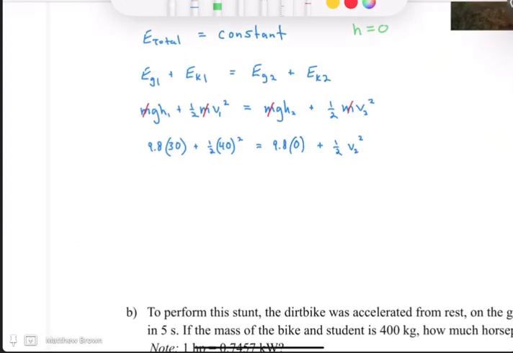So yeah, now I can just work out the numbers here. That means I've got 294 plus 40 squared would be 1600. A half of that would be 800 equals 0 times 1/2 v squared. Multiply both sides of this equation by 2 so that cancels out. That gives me 1094 times 2, which is 2188.